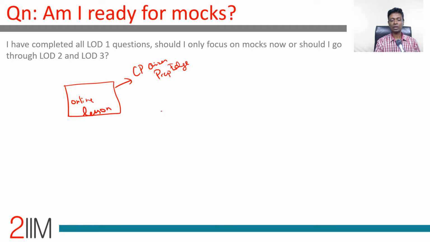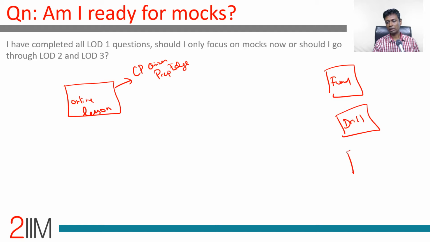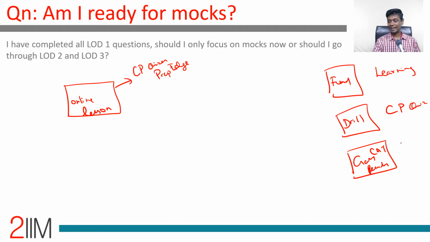And so there are 3 phases to learning, the way we look at it. One is funda, part 2 is drill, part 3 is getting game ready. This is CAT ready. Funda is the learning part, the online class itself. Drill is checkpoint quiz. CAT ready is prep edge quiz.